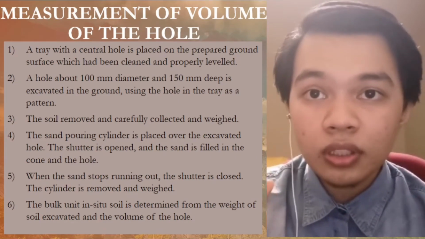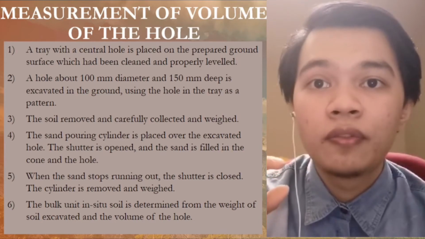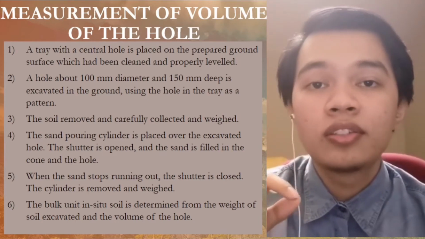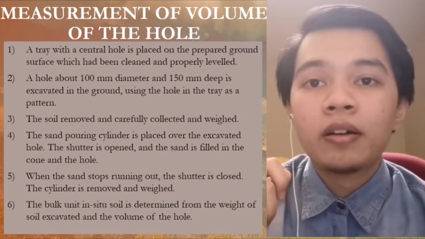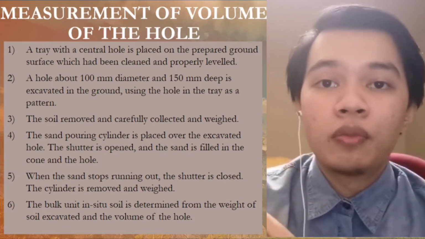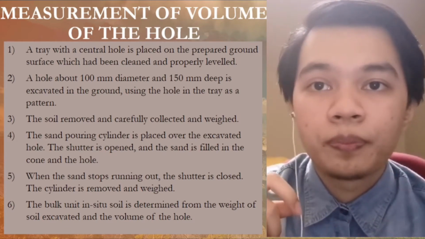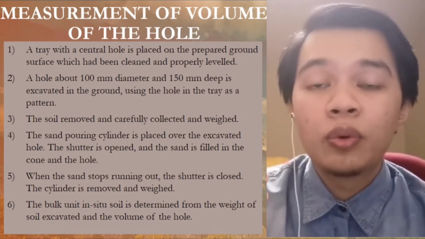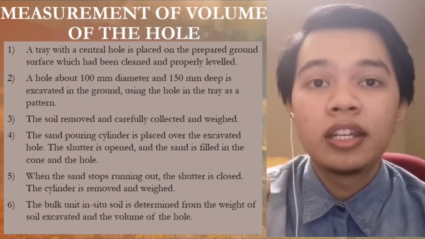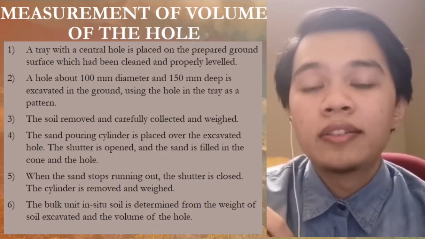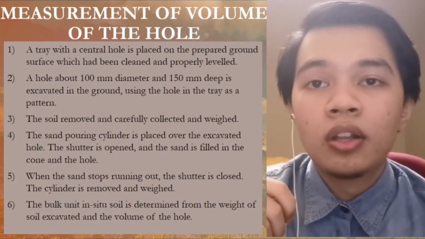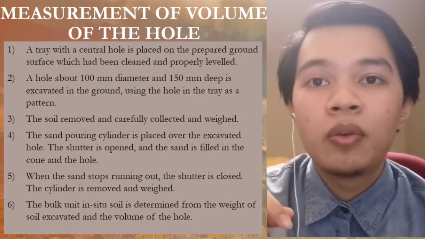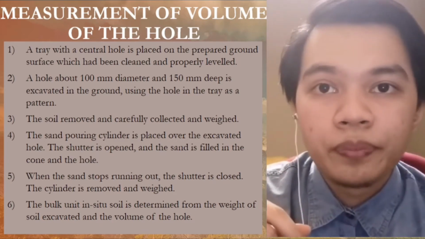Next, the wet density or bulk density of soil is computed as the weight divided by the volume. Next, after determining the water content of the soil, the dry density of soil is computed as the unit weight divided by 1 plus the moisture content.